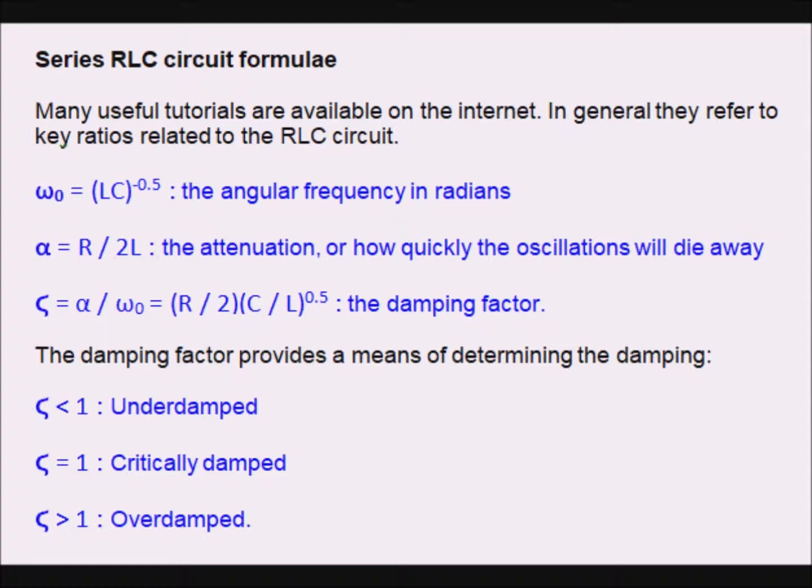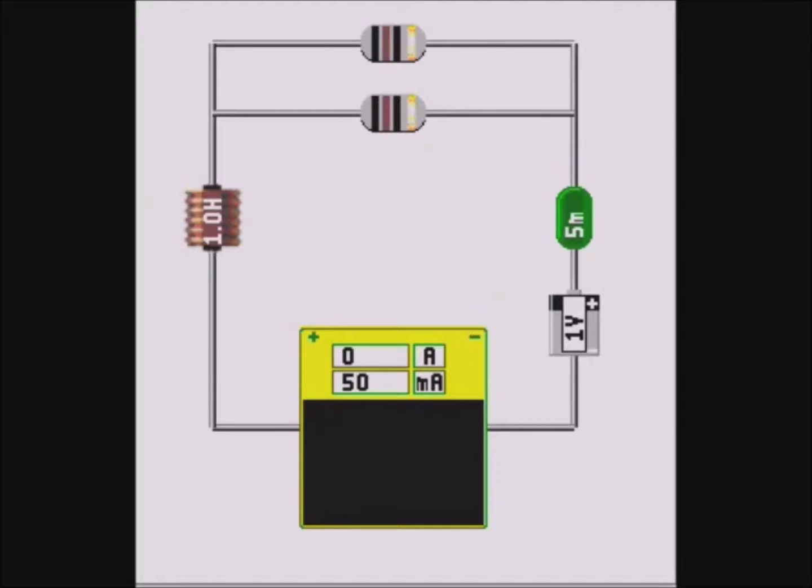Here are some useful formulae which should enable you to predict the shapes of curves produced by the series RLC circuit. Using these formulae, one can create a predictable curve. For example, letting R equal 0.5 ohms, L equals 1 Henry, C equals 5 millifarads gives rise to angular frequency equal to 14.14 radians per second, and attenuation equals 0.25, which is low.